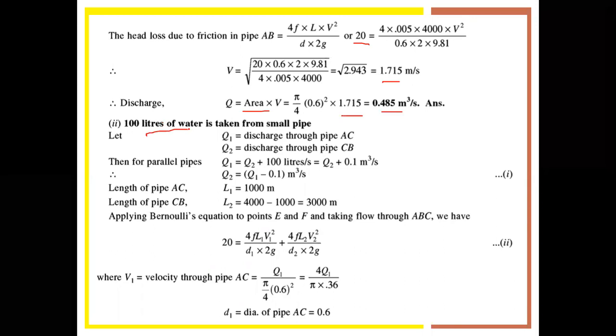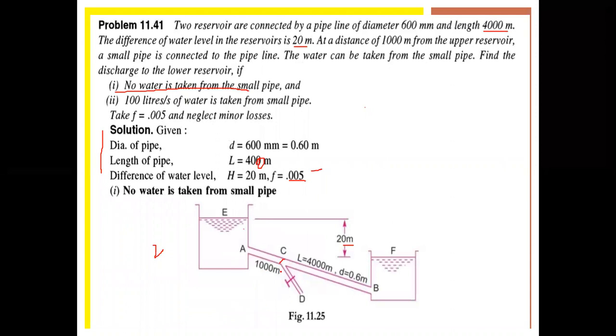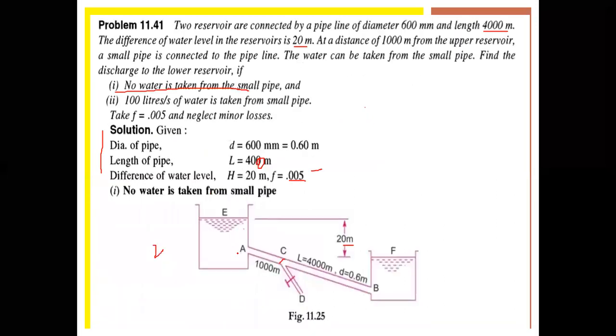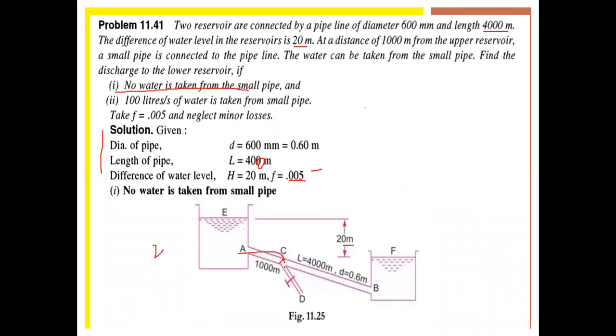100 liters of water is taken from a small pipe. So you can see here, this pipe. Initially no water is taken. Now if 100 liters of water is taken, what is the discharge? Now at that point Q1 is equal to the discharge through pipe AC. What is the discharge through pipe AC? This pipe. Discharge through pipe AC and discharge through pipe CD.